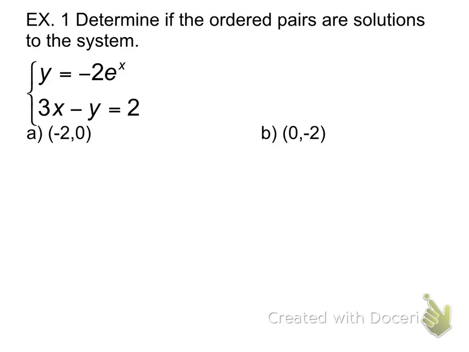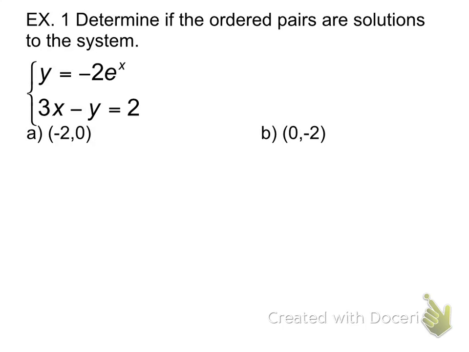Before we get to those, we're going to determine if these two ordered pairs are the solution to this system. So what that means is we're going to plug in the first ordered pair, -2, 0, into both equations. It would have to work in both equations in order for it to be a solution to the system. It can't work in one or the other. It has to be in both.